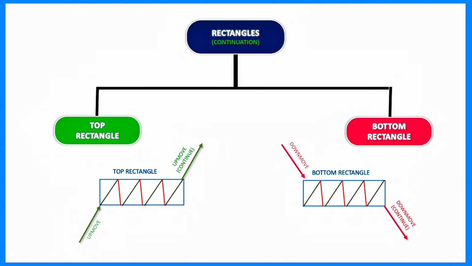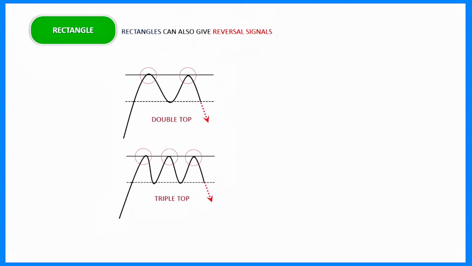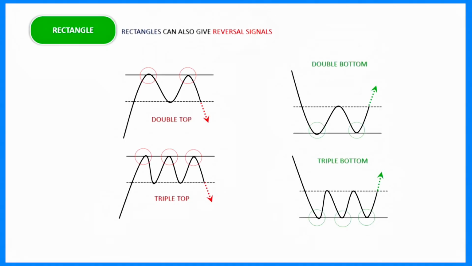Keep in mind, rectangle patterns can also act as reversal formations. In those cases, they're often called double tops, triple tops, double bottoms, or triple bottoms, depending on how many times price tests the support or resistance before reversing. When the price tests the support levels 2 or 3 times and then reverses upward, it creates uncertainty.